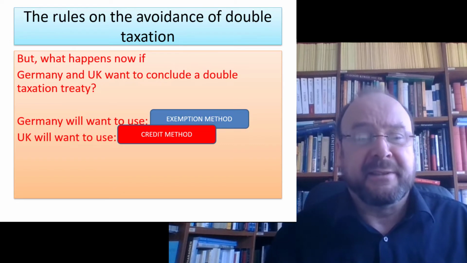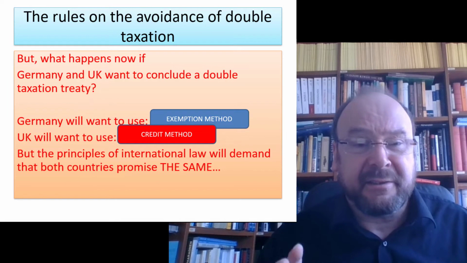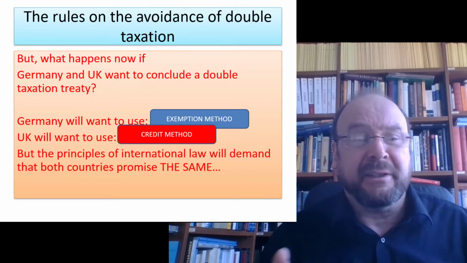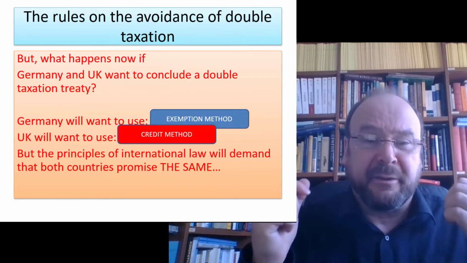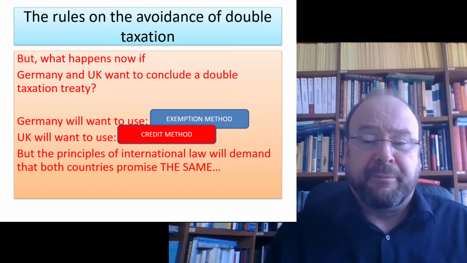The problem is, under international law, both must promise the same thing in an international agreement, otherwise the international agreement is unequal and unfair. So they need to sign the same thing, but they are not willing to sign the same thing. How can you now solve that problem?